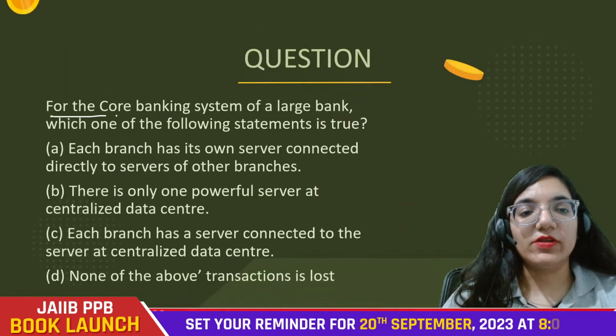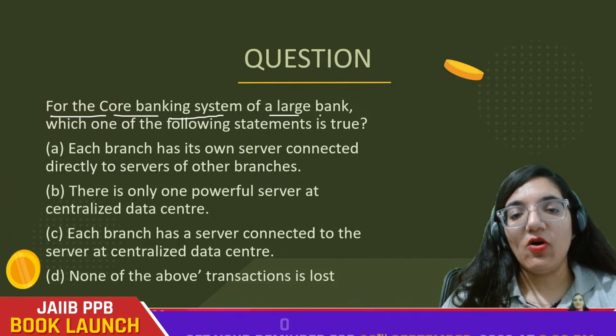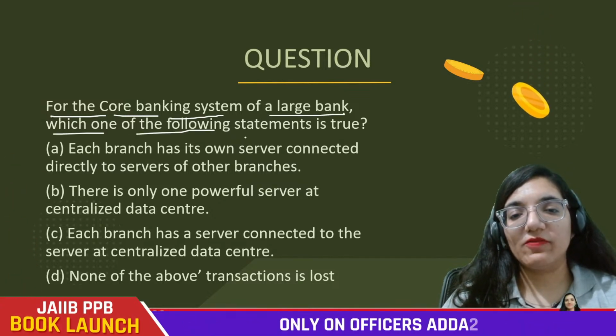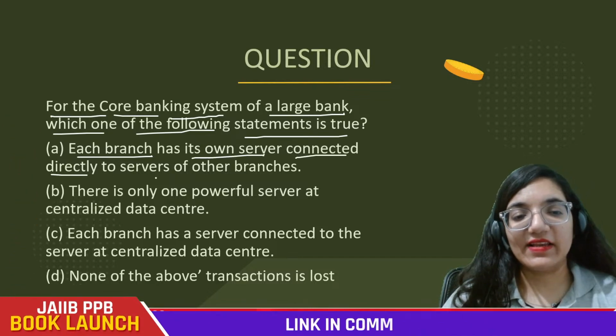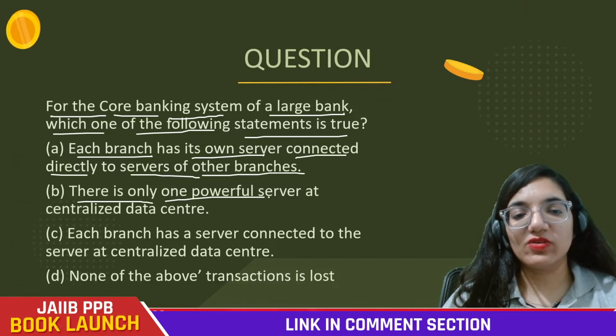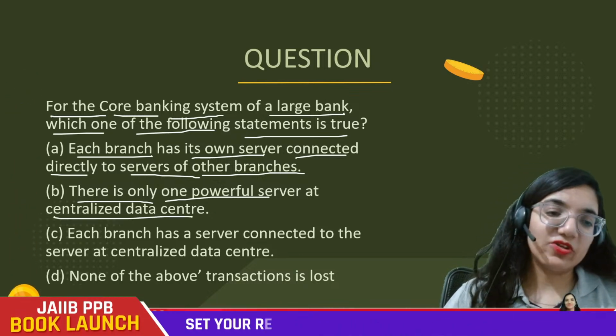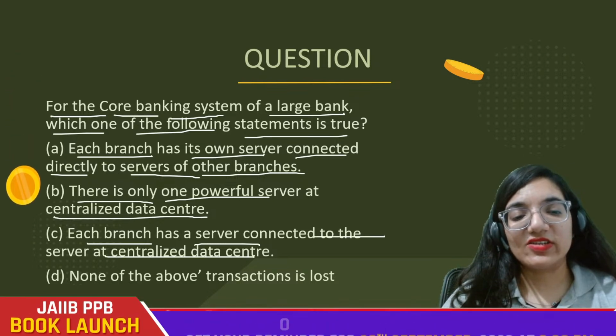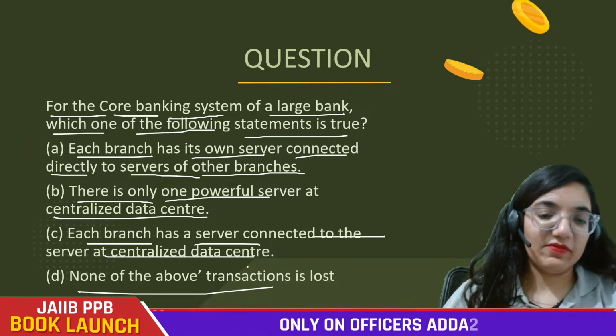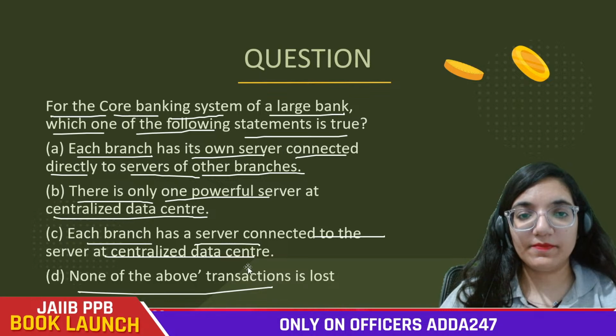Okay. For the core banking system of a large bank, which one of the following statements is true? Each branch has its own server connected directly to servers of other branches. There is only one powerful server in terms of a centralized data center. Each branch has a server connected with the centralized one, or none of the above transactions is lost.